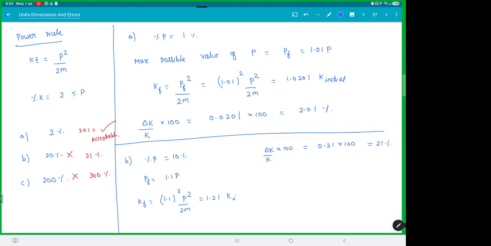A small thing, but be careful with that. Are you clear with this? So if your measurements have big errors, then things will start getting really messed up.